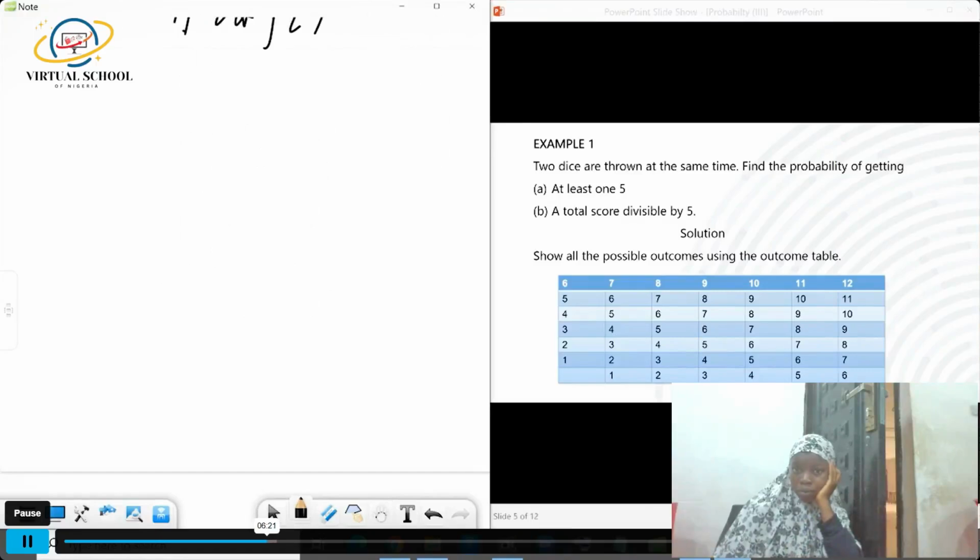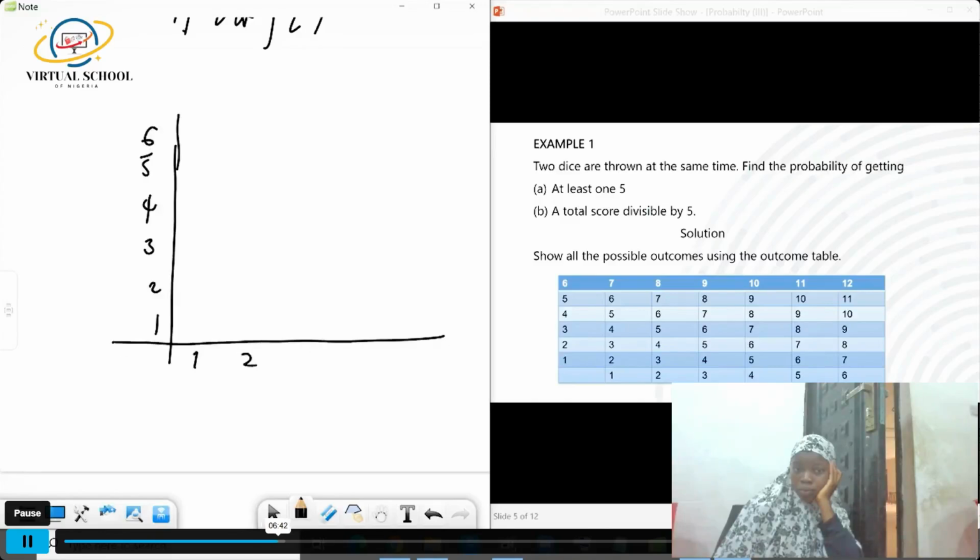Now using the table of outcome, I can represent, okay, for the first row, I will use the first row for the first die. You already know that your die contains 6 faces. Now for the first row, from the table we are having 1, 2, 3, 4, 5, 6. This is for the first one. Now the second one, I'm having 1, 2, 3, 4, 5, 6.